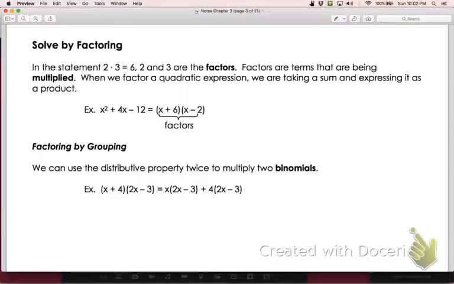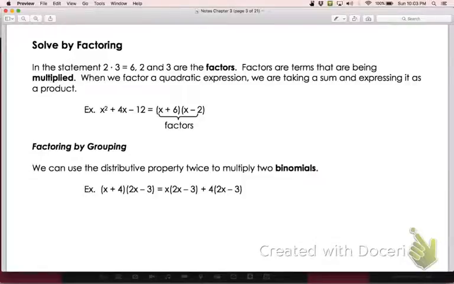We're going to begin today looking at several different skills that are going to lead us to being able to solve quadratics by factoring. As I mentioned when we were talking about greatest common factors, it's really important that we understand what a factor is. So in the statement 2 times 3 equals 6, 2 and 3 are the factors, the things that are being multiplied.